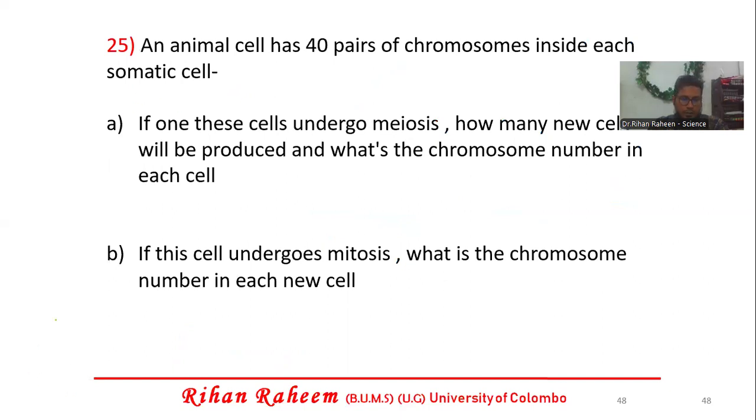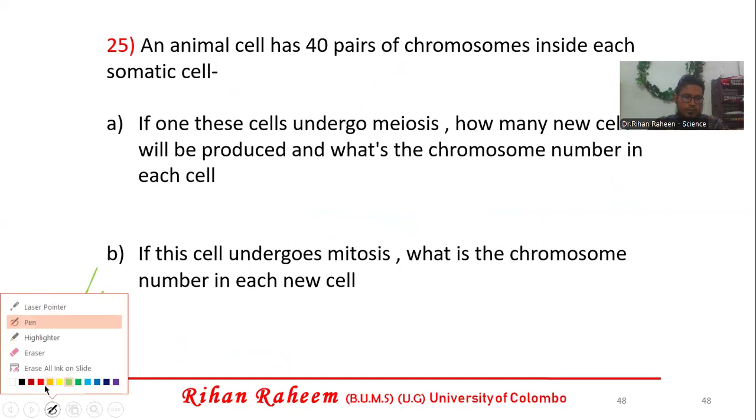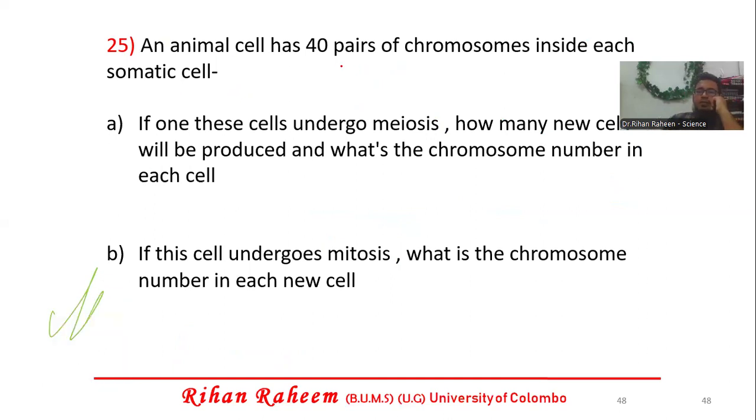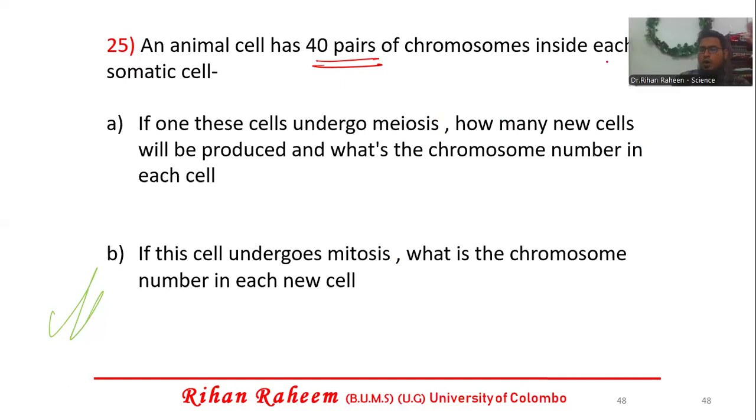I'll change the pen color. An animal cell has 40 pairs of chromosomes in each somatic cell. This is not related to humans. Somatic means a normal cell of some animal. 40 pairs means how many individual chromosomes are present in each cell? 80 chromosomes. If one of these cells undergoes meiosis, how many new cells will be produced?